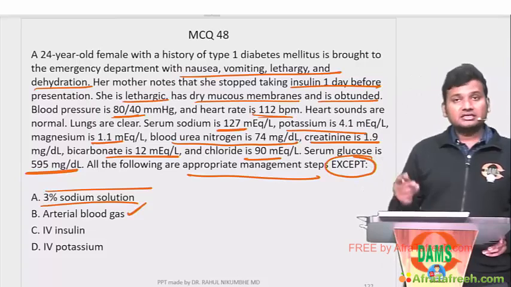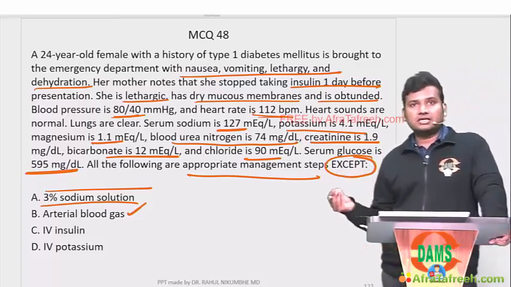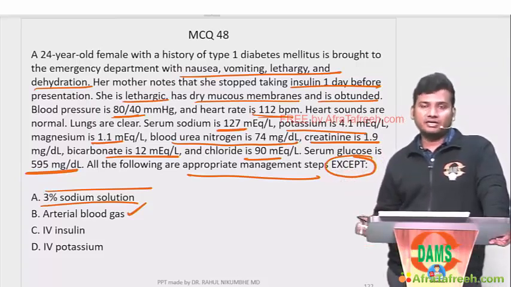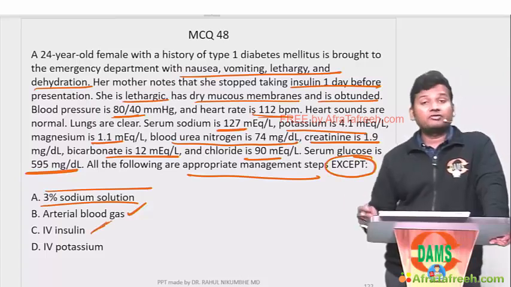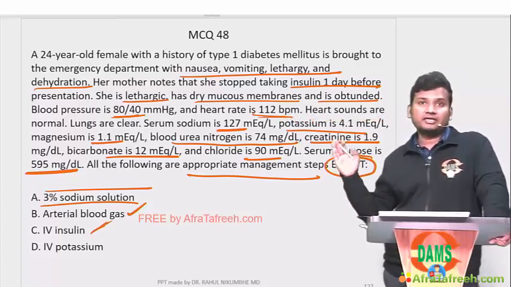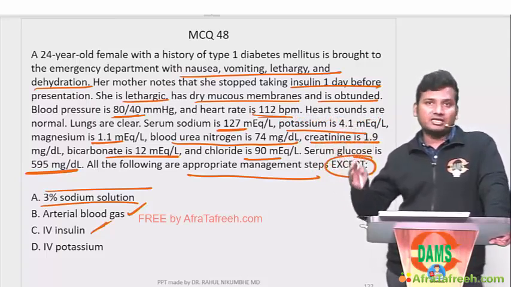Arterial blood gas, yes, it is required, so that we should know what the acidosis is and what the carbon dioxide level in blood is. Then IV insulin, definitely, because the patient is having sugar level 595, which is very high, then this insulin is required to stop lipolysis.